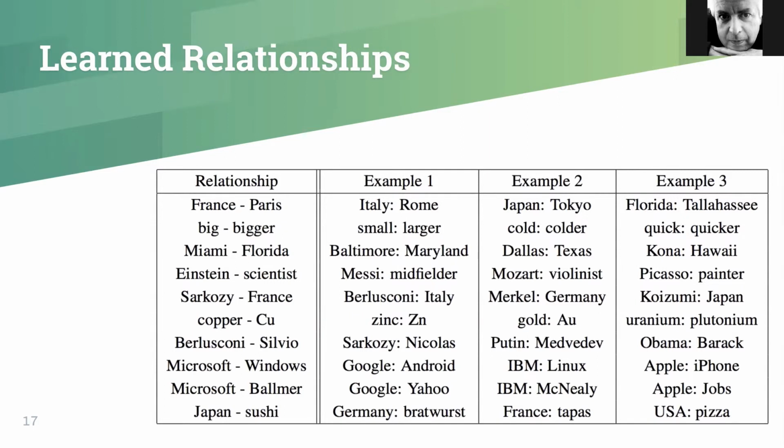Here's a similar task. We define a relationship from a single pair, for example, France and Paris, and then find other pairs that stand in the same relationship, for example, Italy and Rome. These examples are all taken from the seminal Word2Vec paper.